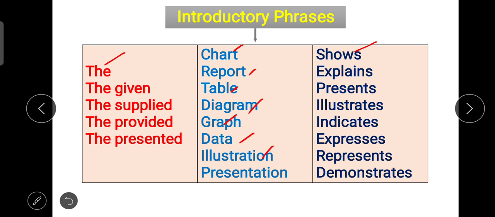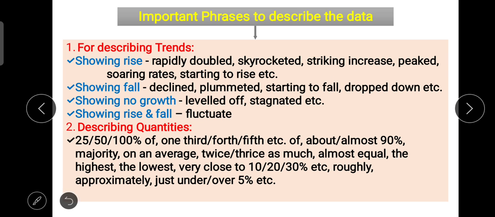Then in place of "the" only, you can say the given chart, the supplied chart, the provided chart or the presented chart. In place of "shows" you can say the given chart explains, presents, illustrates, indicates, expresses, represents or demonstrates. So pick up one phrase from each column and it will make your introductory phrase.